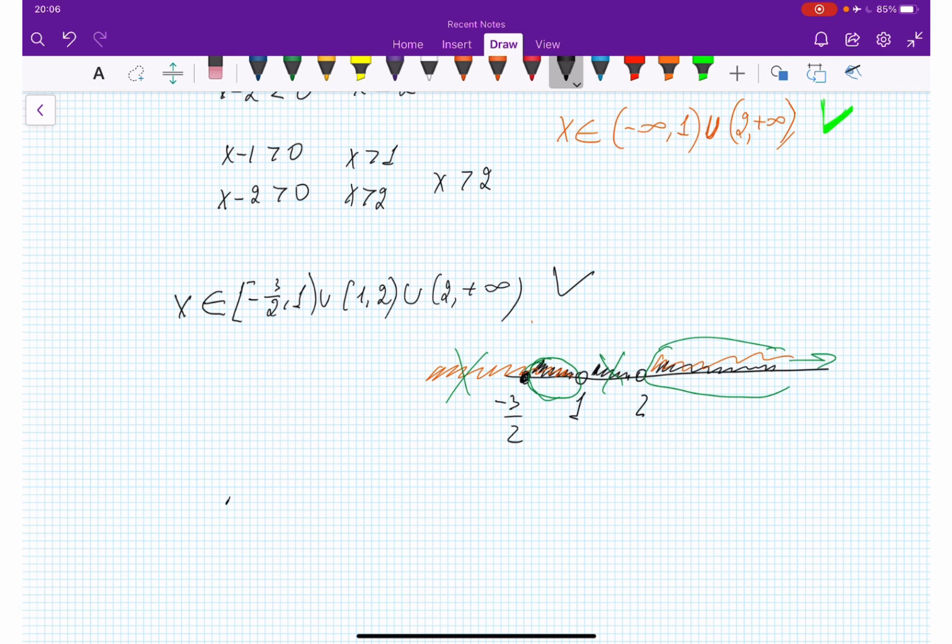And we are going to get the solution. Practically, the answer is going to be x belongs to square bracket negative 3 over 2, 1, or 2 and positive infinity. And this is going to be our answer.